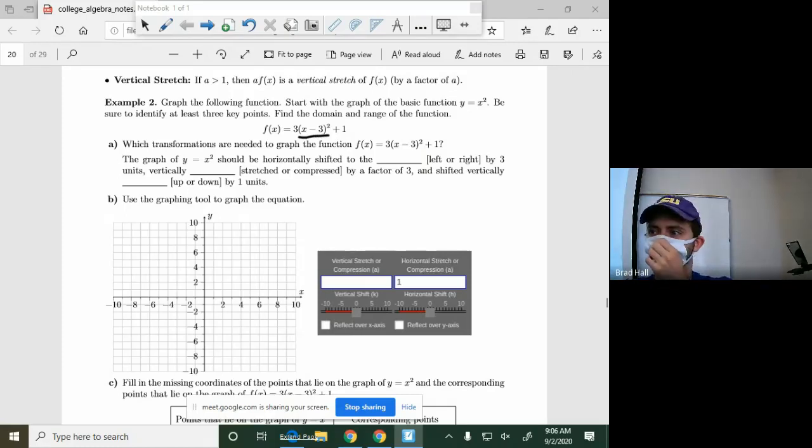Seems to be that -3. That -3 that's subtracting the x directly. So that tells us left or right. But that value is opposite, which means subtracting 3 would mean go to the right by 3 units. Go to the right.